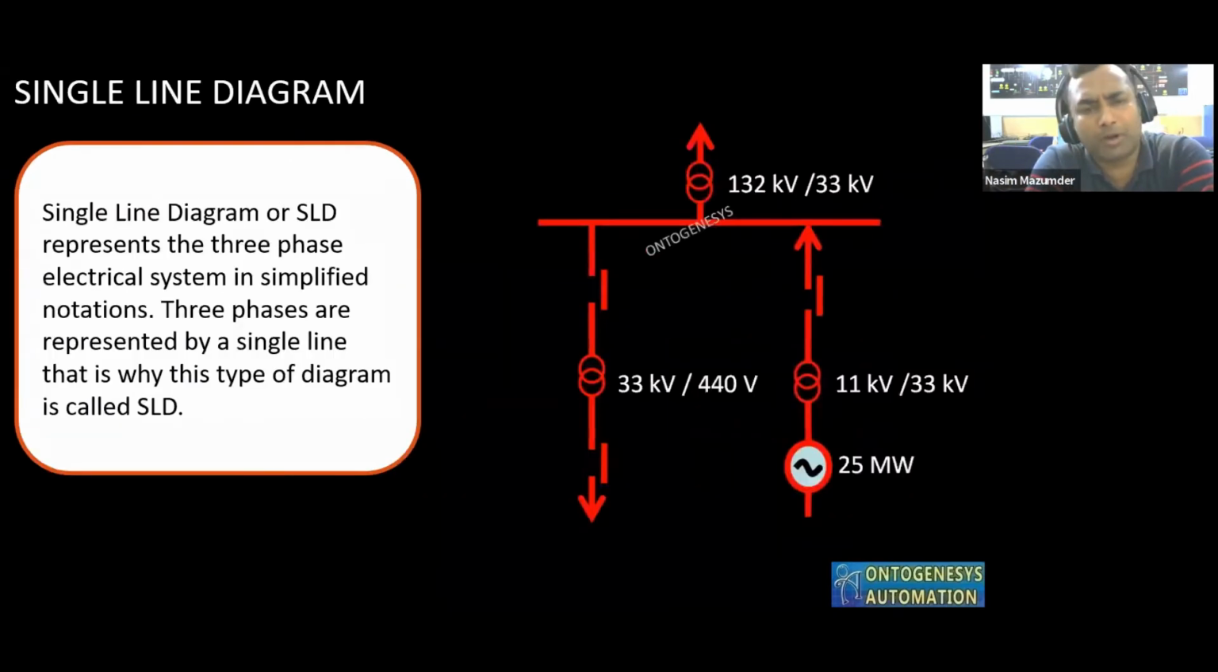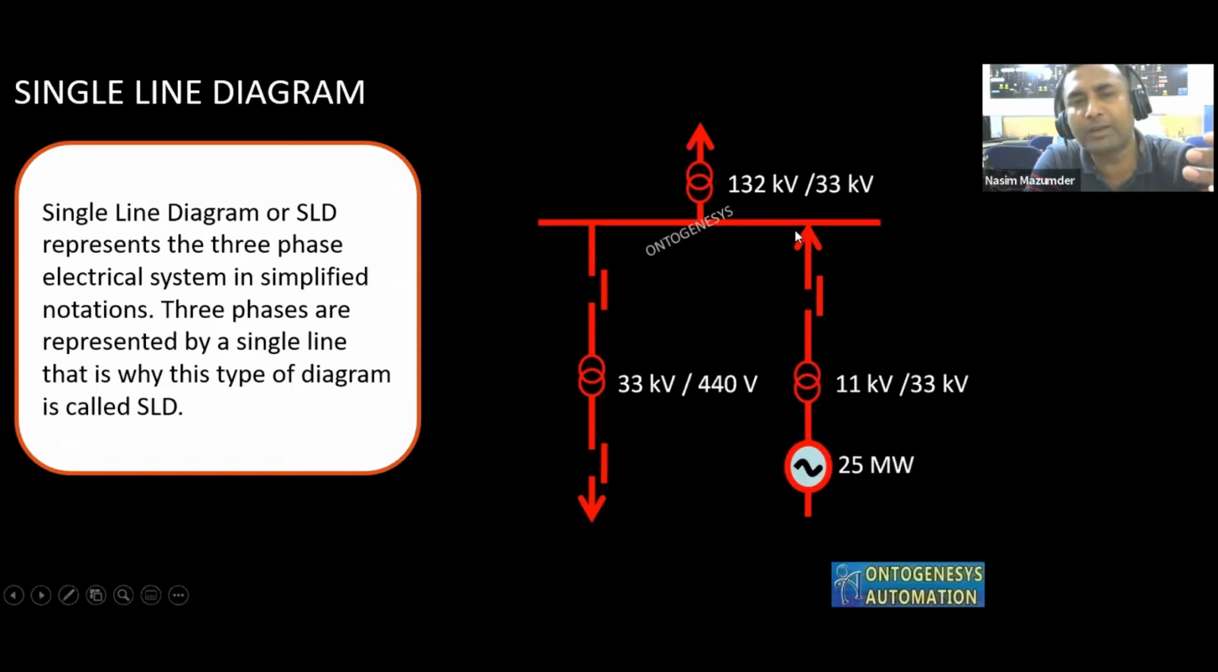And another one is your single line diagram. Now, what is the difference between your wiring diagram and your single line diagram? A single line diagram is a single line representation of your balanced three-phase system. When I am representing a generator of 25 megawatt here, then a transformer 11 kV by 33 kV, and a bus bar of say 33 kV or so, I am representing it with a single line.